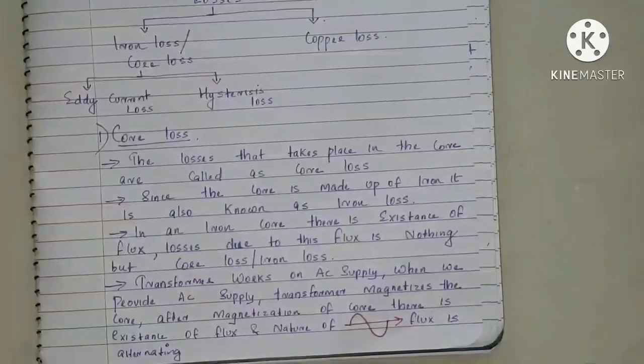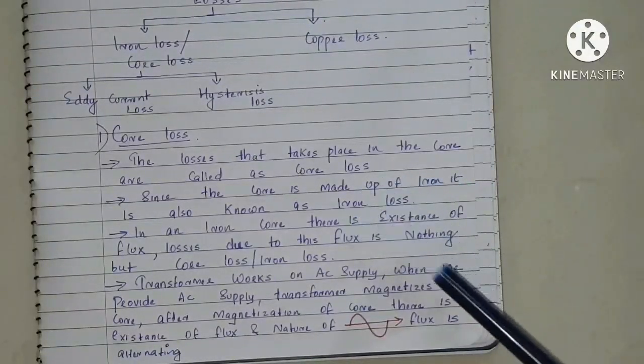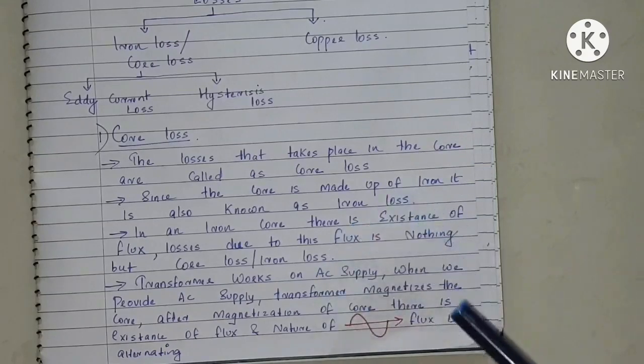What is a core loss? The losses that take place in the core are known as core loss or iron loss. Since the core is made up of iron, it is also known as iron loss. In an iron core, there is existence of flux. Losses due to this flux are nothing but core loss or iron loss.